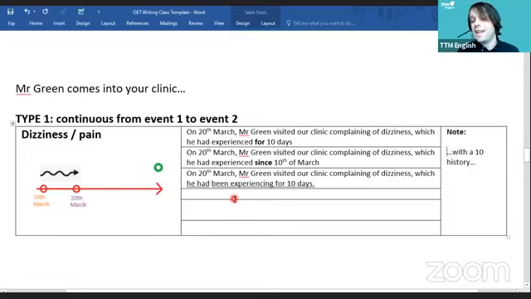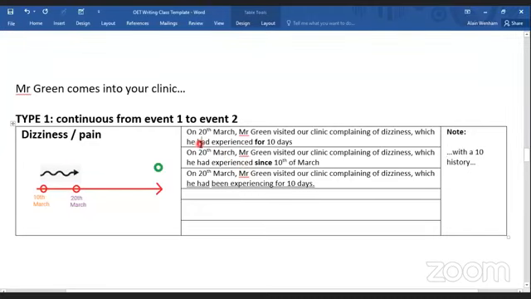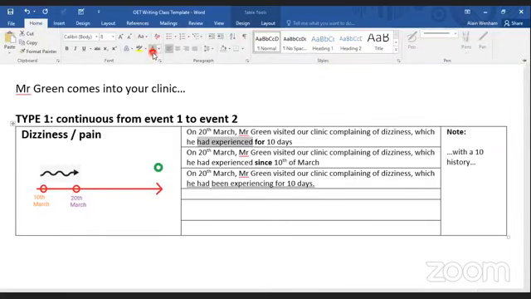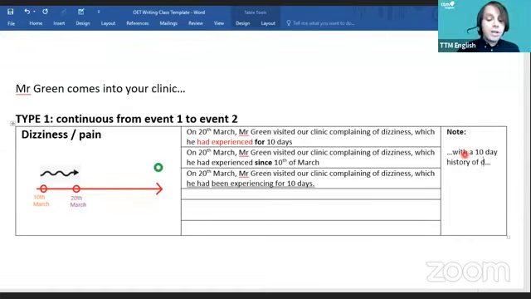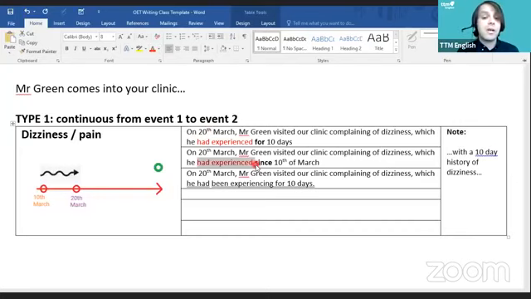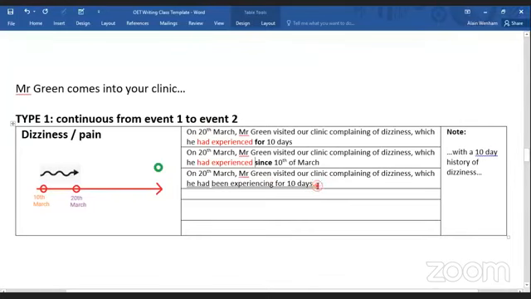Okay, but you can say with a 10-day history of dizziness if you want, right? Visited our clinic with a 10-day history of dizziness. I'll put that here. But I don't think you need to worry. You can do that, guys, if you want, but it's really not hard. You just have to say which he had experienced for 10 days. It's not that hard to use the past perfect in terms of writing it down. It's not that complex. If you focus on today's class, you should be able to have a good understanding of it. Any other questions?